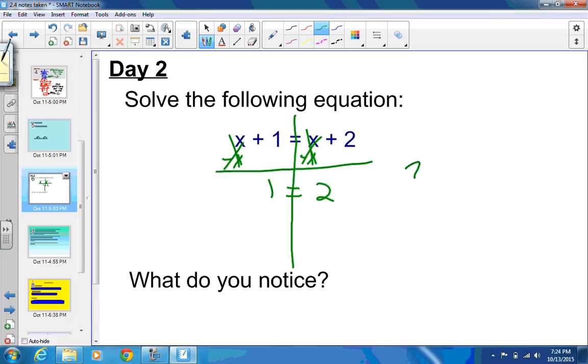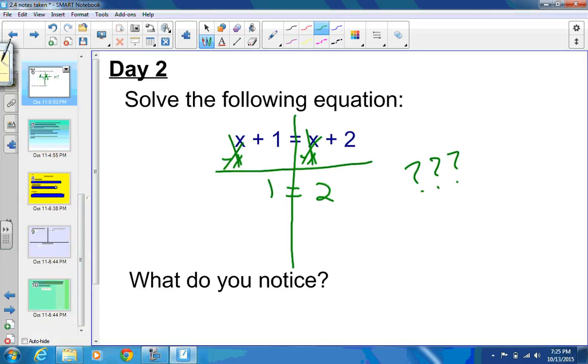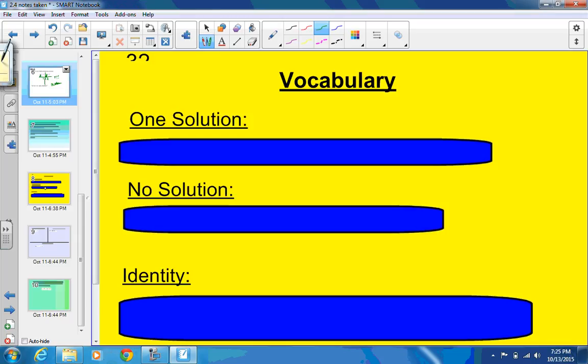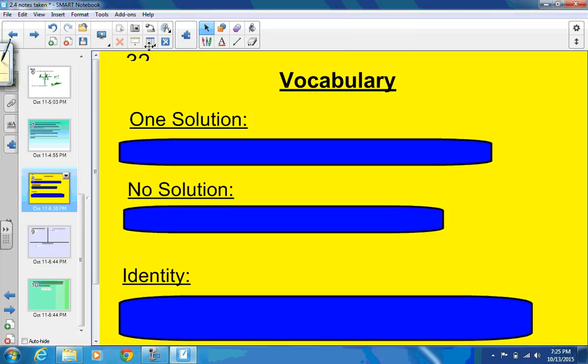And that makes me think, what? Well, this is one of the situations we're going to deal with today. 1 definitely doesn't equal 2. So if you get an equation like that, hopefully you notice that that's actually something going to be called a no solution. Okay? There is no solution if they're not equal. So that is one of our terms for right now. And so I'm going to show that first.